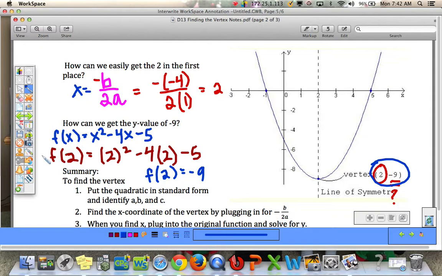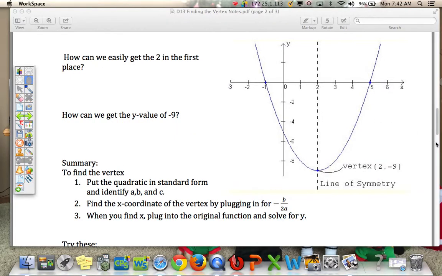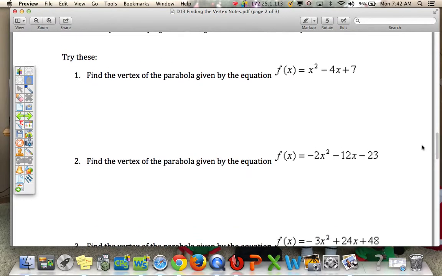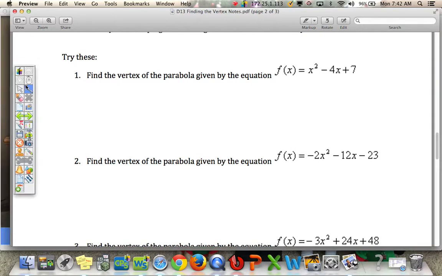Okay, so again, to remind you, we're looking for another way to find the vertex besides graphing and putting it into vertex form by completing the square. We can use the quadratic formula. Here are the steps. Number 1, put the quadratic in standard form and identify a, b, and c. Find the x-coordinate of the vertex by plugging in for negative b over 2a, or opposite b over 2a. When you find x, plug into the original function and solve for y. So let's do a few examples. Let's find the vertex of each of these using the quadratic formula.